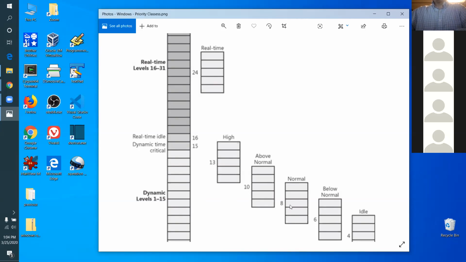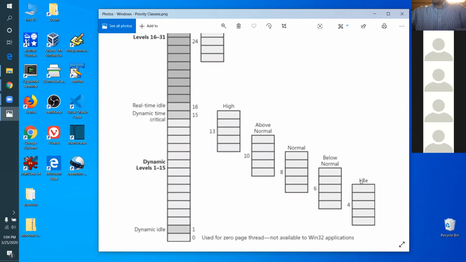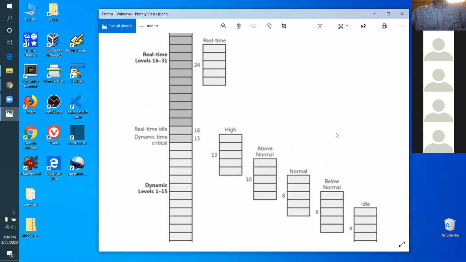The normal priority band goes from 10 to 6. The below normal band goes from 8 to 4. And then there's this idle band, which I never quite understood. If you're idle, why do you need multiple levels if you're not doing anything? I actually don't know quite what they mean by an idle band with multiple priority levels.